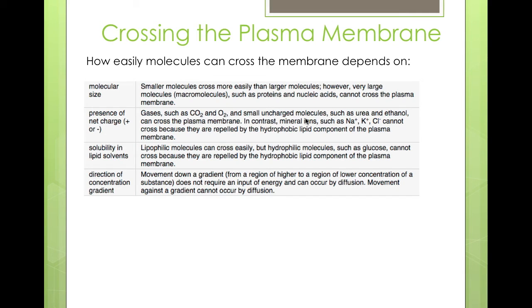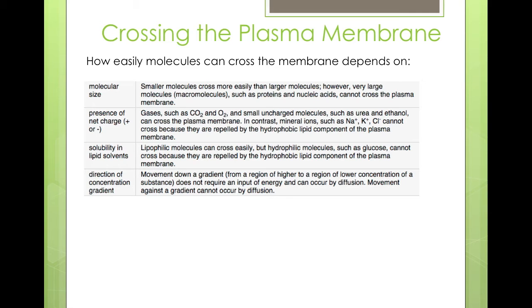Uncharged molecules, such as urea, which is what your urine is made up of, and ethanol, which is the compound in alcohol, can cross the plasma membrane a little bit easier. That's also the same reason why you get drunk so easily, right? Because ethanol is so small, it'll go straight through your stomach lining and straight into your blood, and then it carries around straight into your cells, and then it gets you drunk, okay? In contrast, minerals such as potassium, sodium, and chlorine can't cross as easily because they get repelled by the hydrophobic lipid, or the non-polar lipid tail, of the plasma membrane, okay?